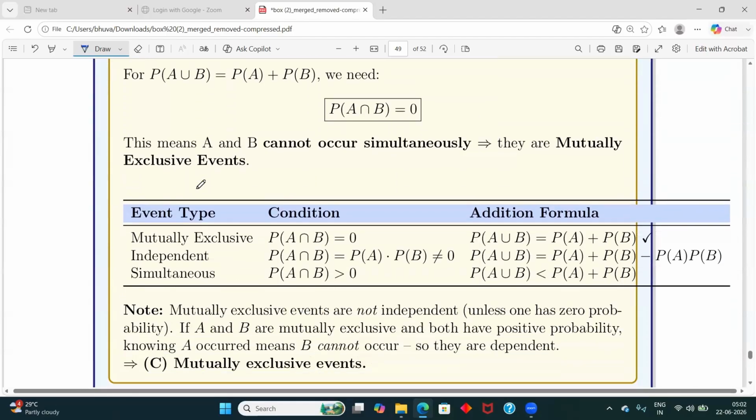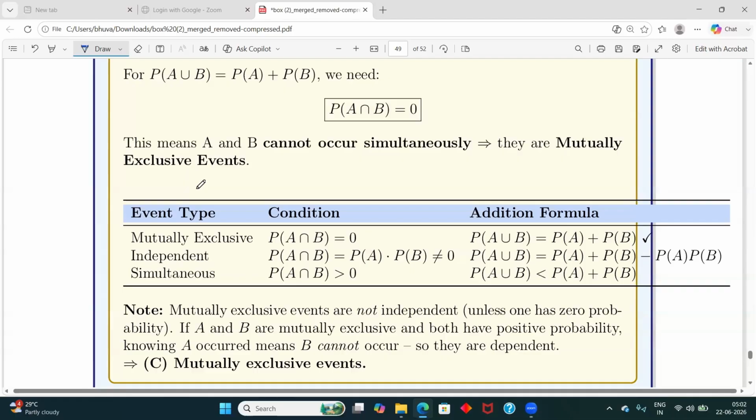Some other things we need to know for the exam perspective: the mutually exclusive condition is that the probability of A intersection B is equal to 0. In the independent condition, the probability of A and B is equal to the probability of A times the probability of B, and the simultaneous probability of A intersection B is greater than 0.